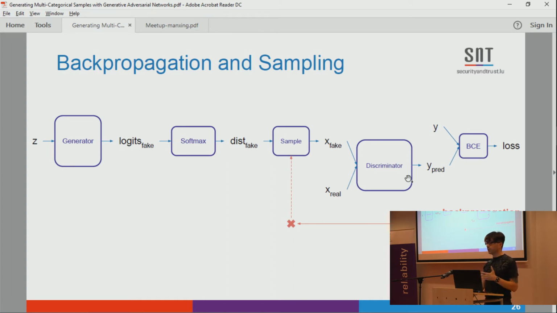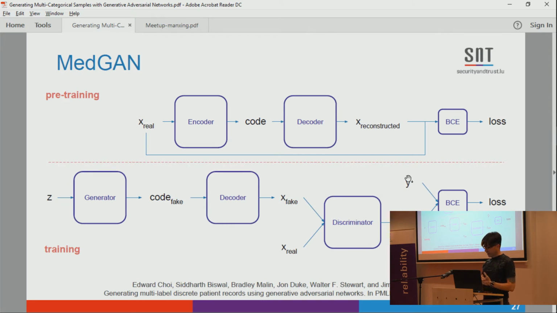There are several approaches. I will show you at least four, and I will try to explain why they don't apply to my problem, and then I will try to solve it. The first approach is called MedGAN because it's related to healthcare. In this publication, mentioned at the bottom, they use two separate phases of training.